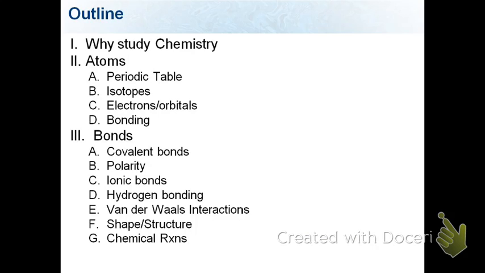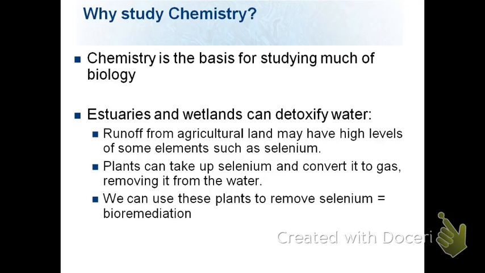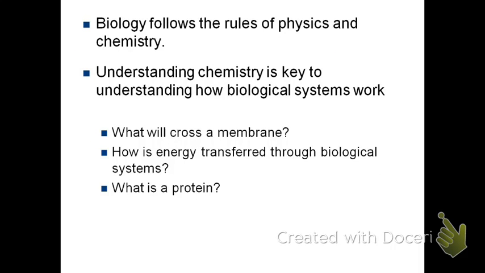We're going to go over atoms and bonding and things like that. Many people think that since this is biology, why would I have to worry about chemistry? But chemistry is really important to biology. Biological organisms follow the rules of chemistry and of physics, so you have to understand chemistry in order to understand how biology works.